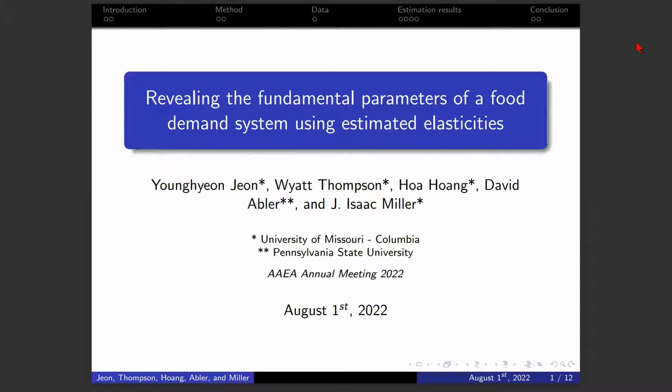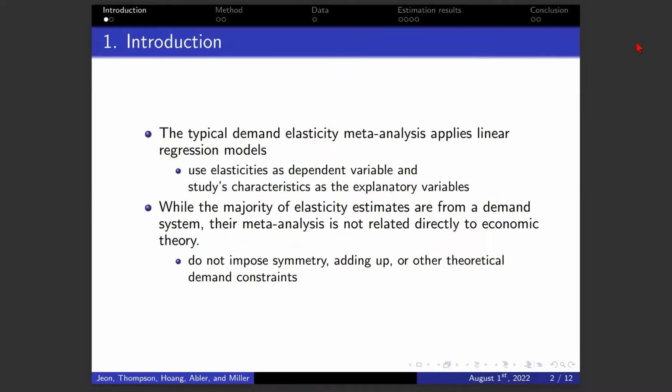Hello, everyone. My name is Young-hyun Jeon. I'm a first year PhD student at University of Missouri Columbia. For this project, I'm working with Dr. Thompson, Dr. Huang, Dr. Eveler, and Dr. Miller. Today, I'm going to talk about revealing fundamental parameters of a food demand system using estimated elasticities. Let me start by discussing the motivation of this study.